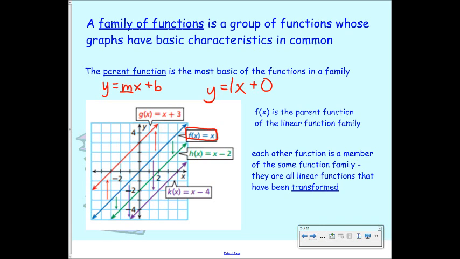Now, we're going to talk today about 3 different transformations. We're going to talk about translations, we're going to talk about rotations, and we're going to talk about reflections. And we'll start by talking about translations.